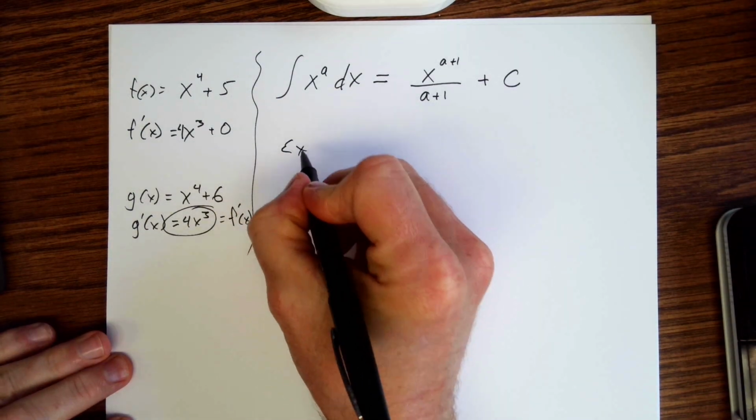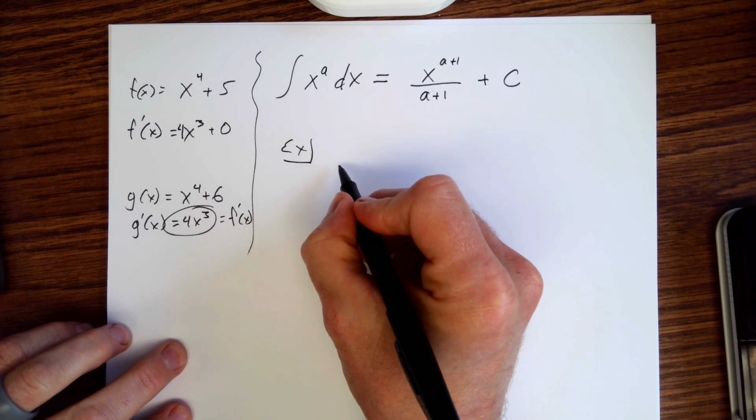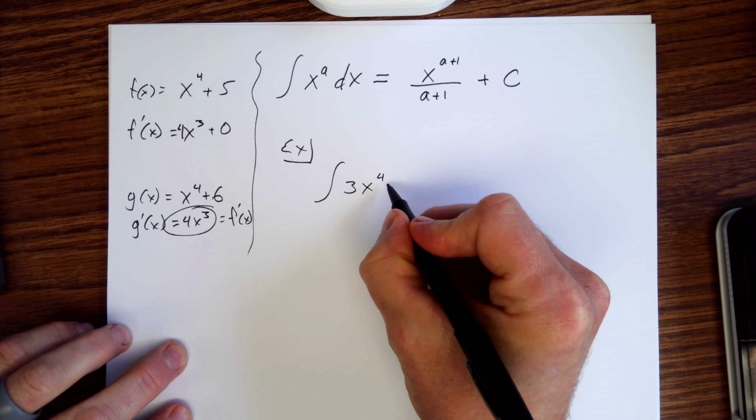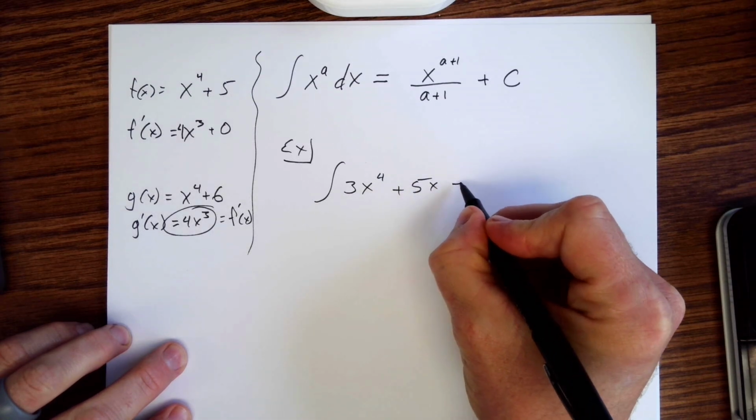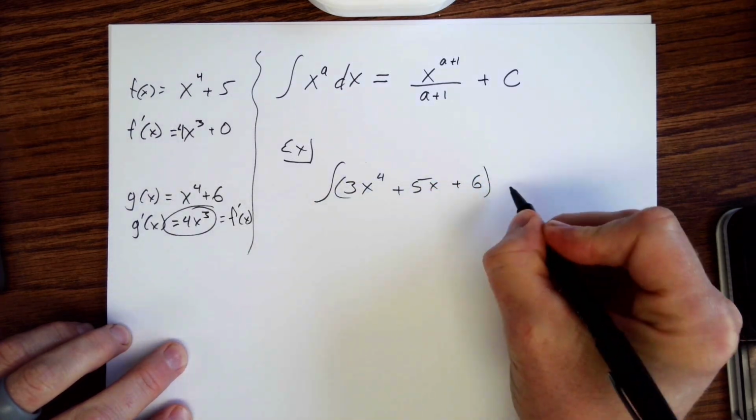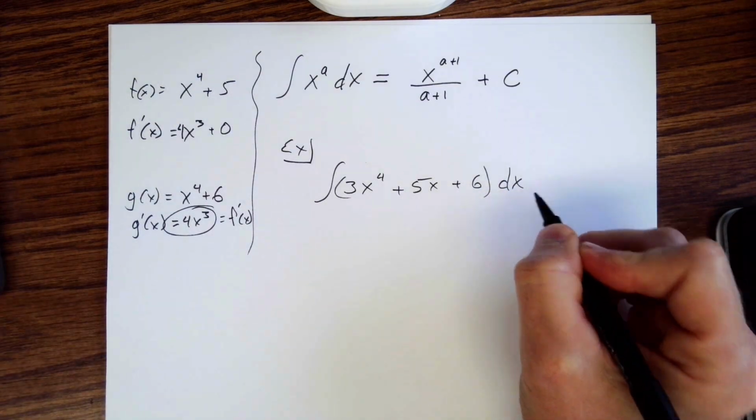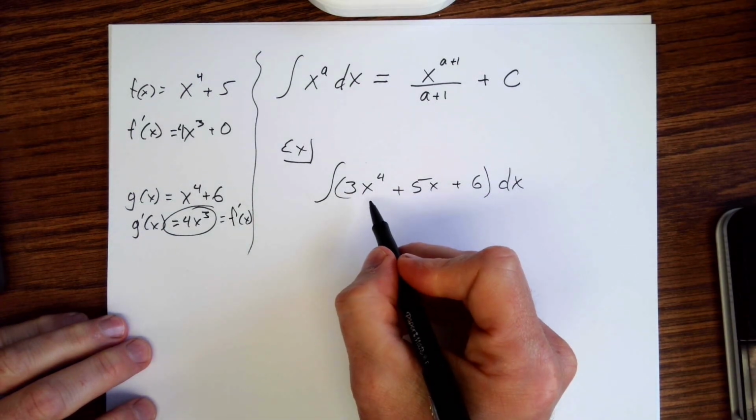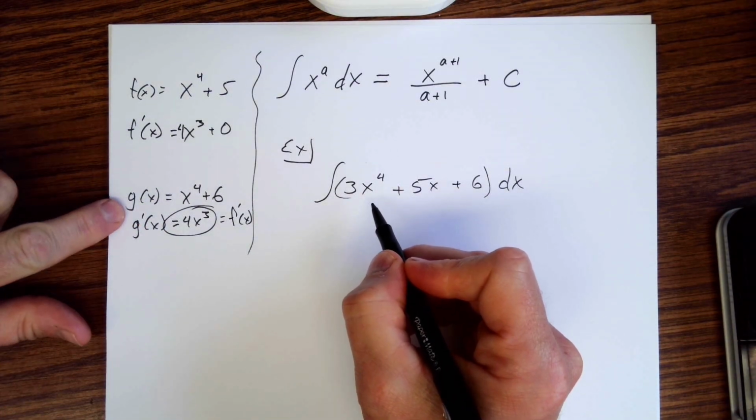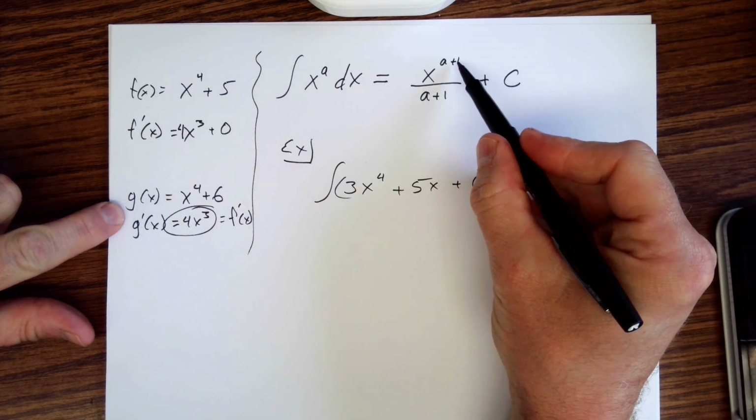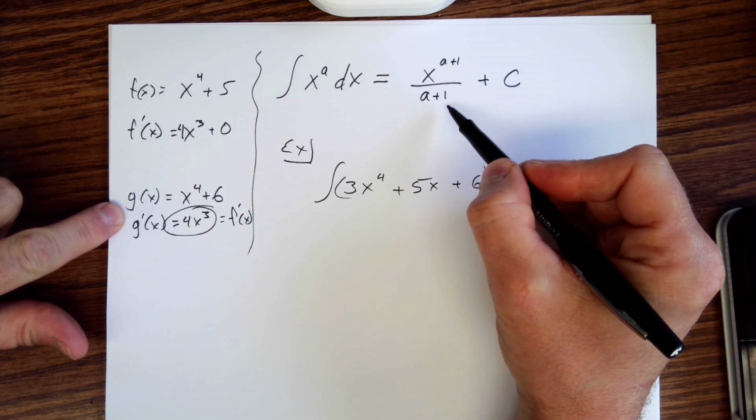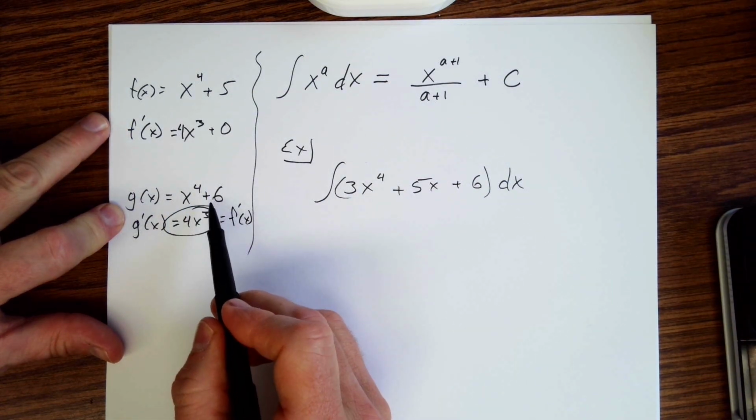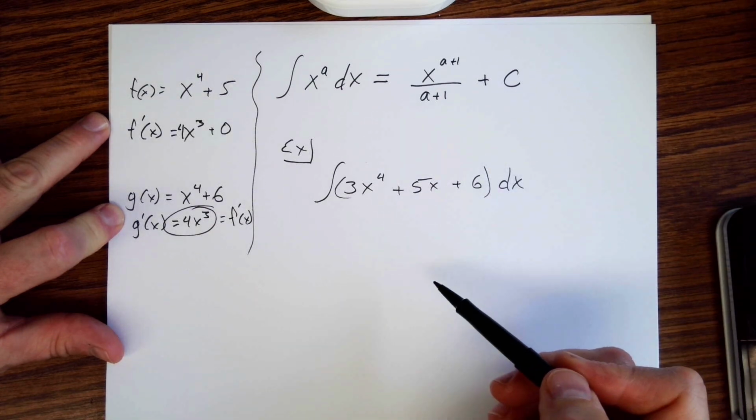So, example. If we have the integration of 3x to the fourth power plus 5x plus 6, and then dx, it's important that we put the dx on there because this is telling us which variable we're working with. When we do that integration, we're doing the opposite process over here, which is why we're adding 1 to the exponent, and then we're dividing by the new exponent. When we were over here, what we did is we multiplied by the exponent, and then we subtracted 1 from the exponent. So now we're doing the exact opposite.